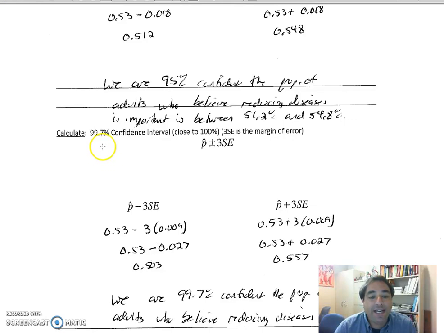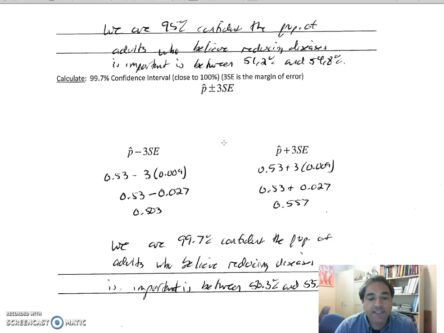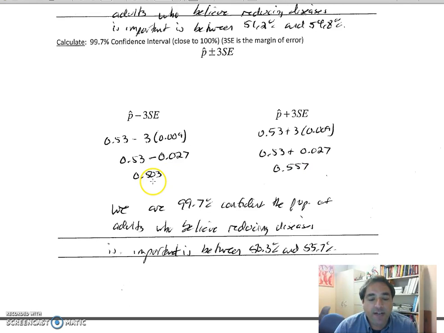Now if I want to go to 99.7%, the formula changes to 3 instead of 1 or 2, because 99.7 is 3 standard deviations. So in this case, it'd be 0.53 minus 3 times 0.009, and 0.53 plus 3 times 0.009, which gives us 0.503 and 0.557. So we are 99.7% confident the proportion of adults who believe reducing diseases is important is between 50.3% and 55.7%.